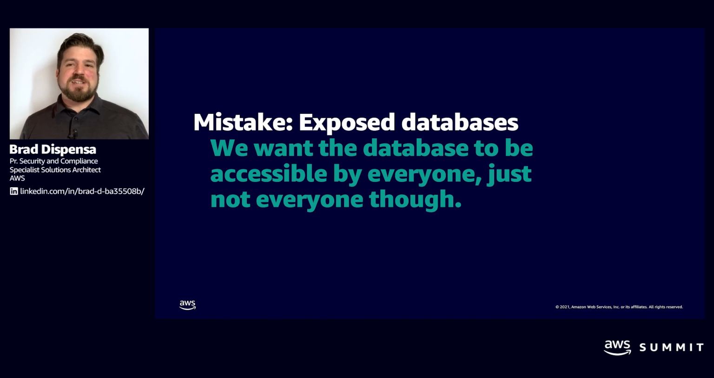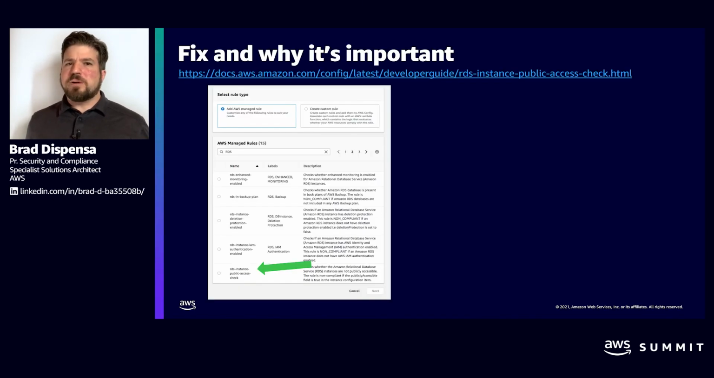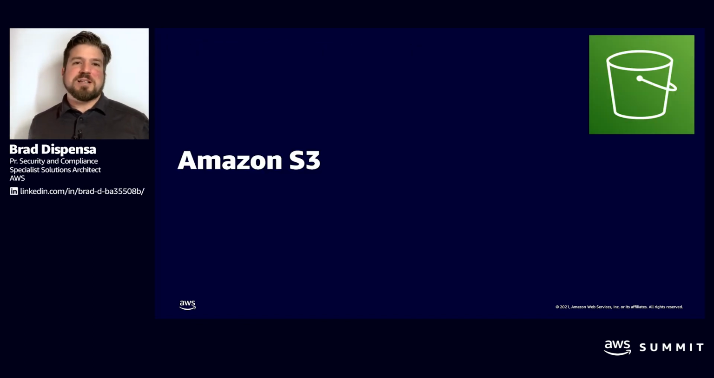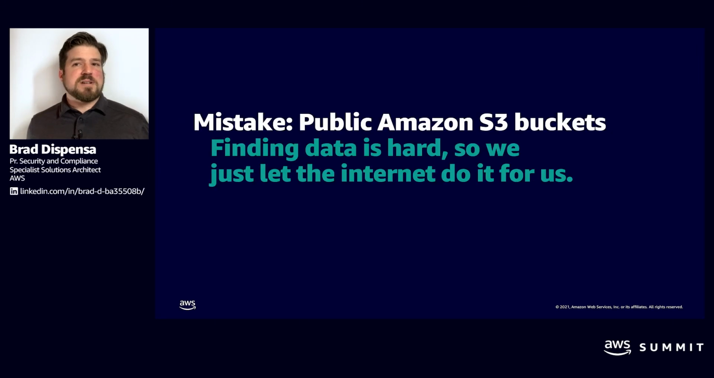The next mistake is exposed databases. We want the database to be accessible by everyone, but just not everyone. So in this case, the fix is pretty simple. We want you to go into Config and create a Config rule that identifies RDS instances that provide public access. Databases should almost never be publicly accessible. So this is one of those simple ones where if you have that, make sure you have an alert and you remediate that.